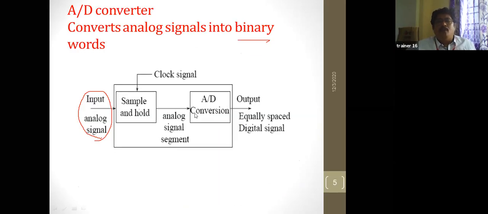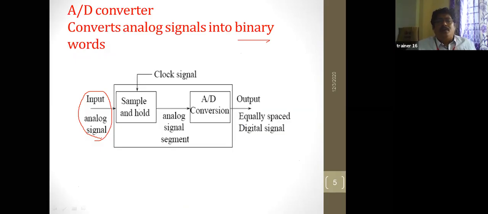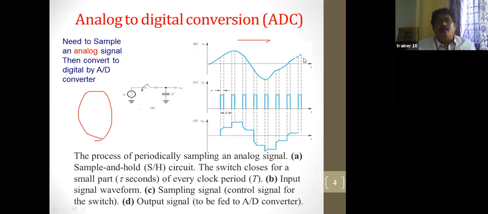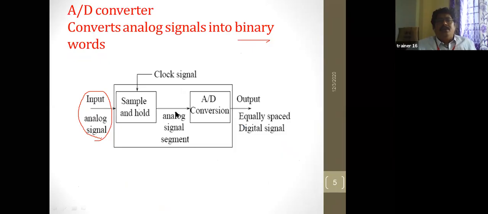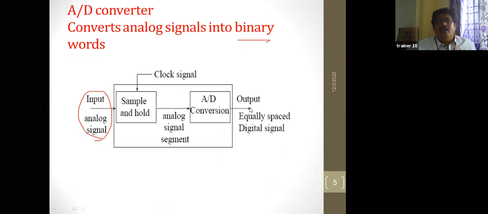This is sample and hold, right? A clock signal. So from this the output is a clock signal. What is the clock signal here? This is the clock signal, right? This is the analog. So the output of this analog signal is sent to the A to D converter, that means from this analog to digital converter. In this one, A to D conversion happens. The output is an equally spaced digital signal. You can get the output as equally spaced digital.